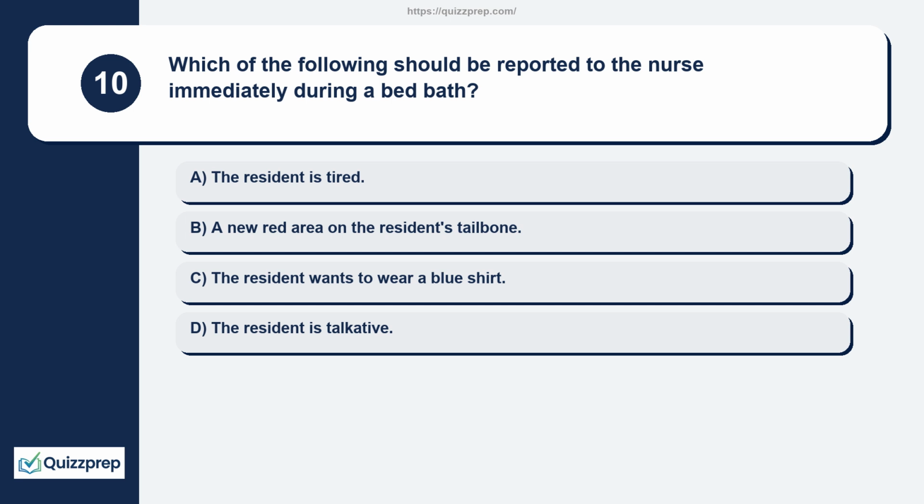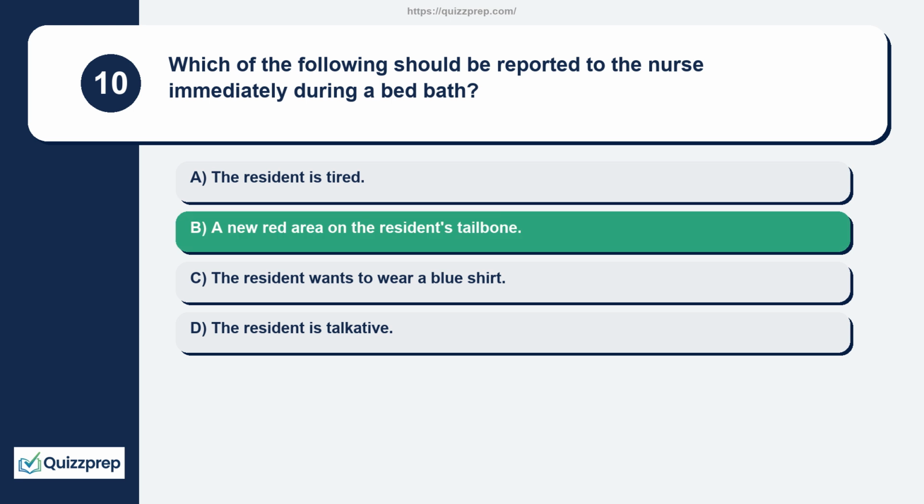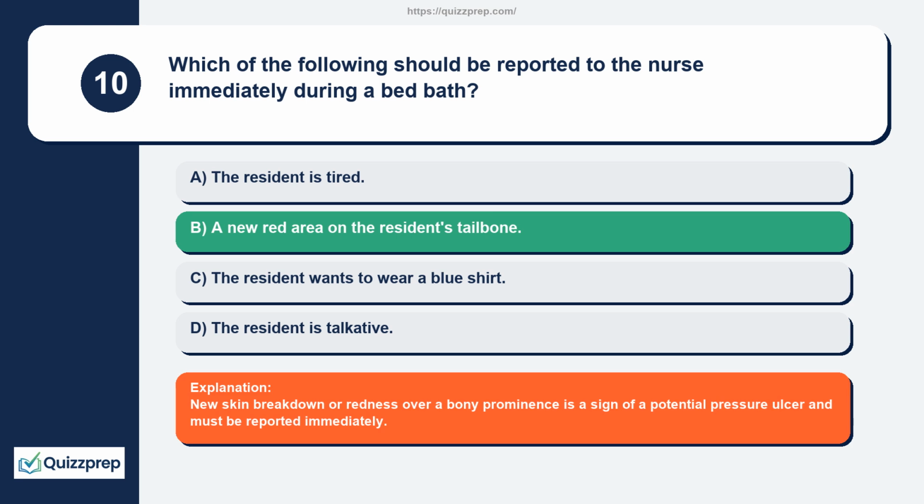Question 10. Which of the following should be reported to the nurse immediately during a bed bath? The resident is tired. A new red area on the resident's tailbone. The resident wants to wear a blue shirt. The resident is talkative. New skin breakdown or redness over a bony prominence is a sign of a potential pressure ulcer and must be reported immediately.